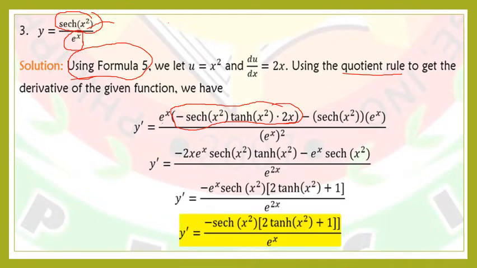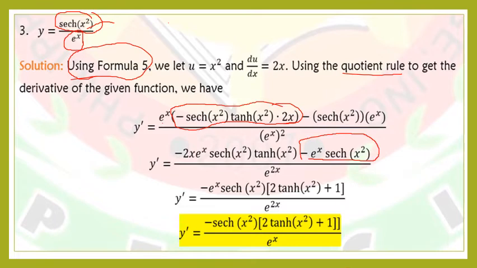Kasi dalawang beses daw tayo magta-times ng e to the x. So, i-add natin yung exponent x plus f, that is equal to x. So, after that, para ma-simplify natin siya in lowest term, factor out natin yung common factor nila. Sa first term, ang common factor ni first term and second term is si e to the power of x, negative, kasi negative din sa first term. So, negative e to the power of x secant h of x squared.